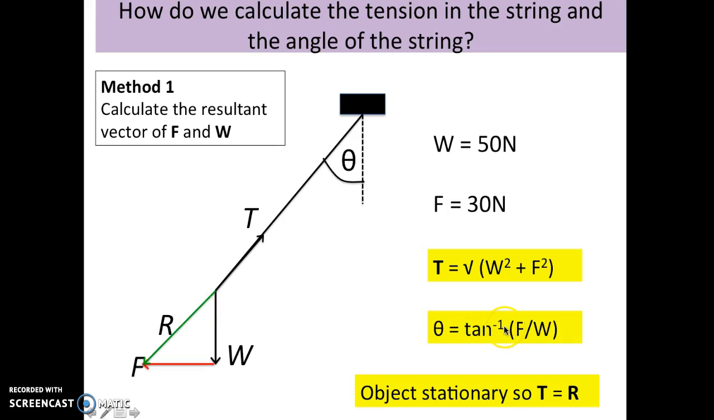Theta will be equal to tan to the minus 1 of F divided by W. Now note that this is actually the opposite of many of the calculations you will have done this week. You will have used tan is equal to W over F. Just briefly, I want you to pause and tell me why this time it is the opposite way.